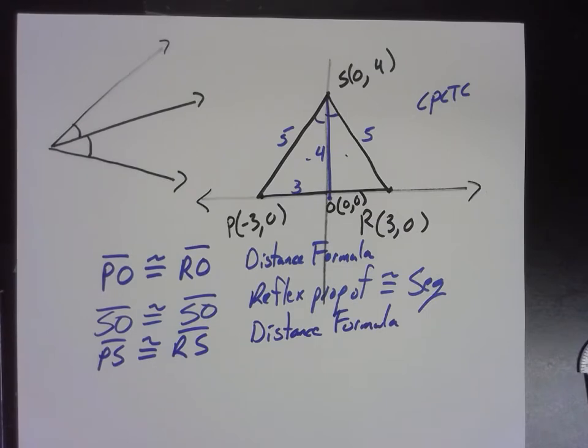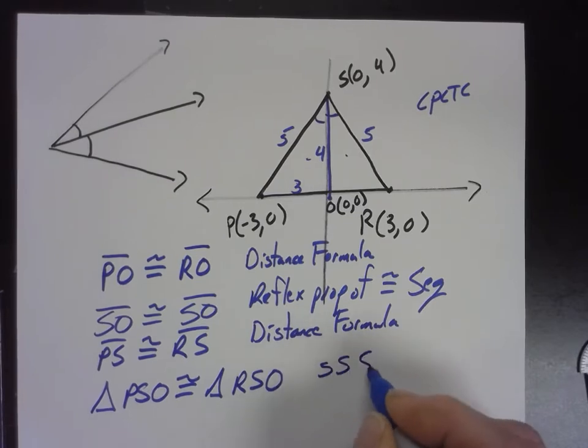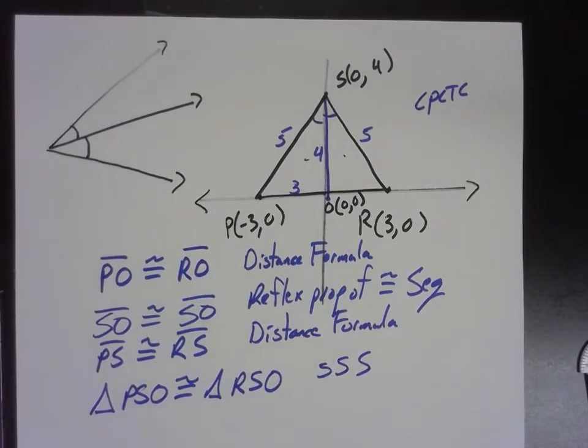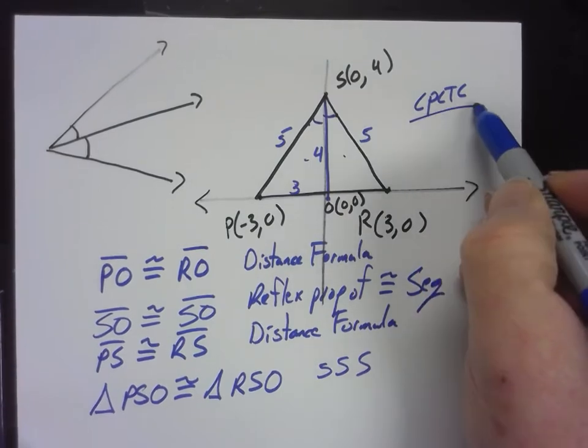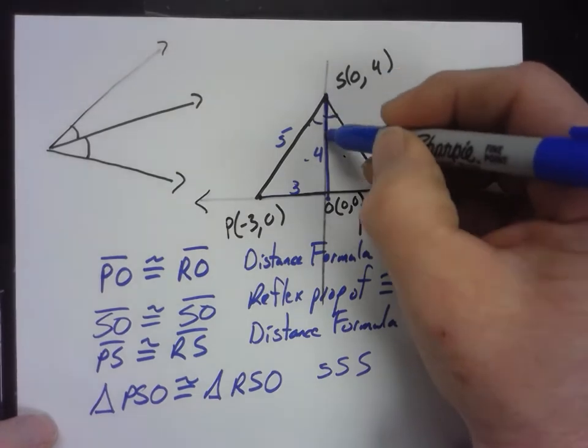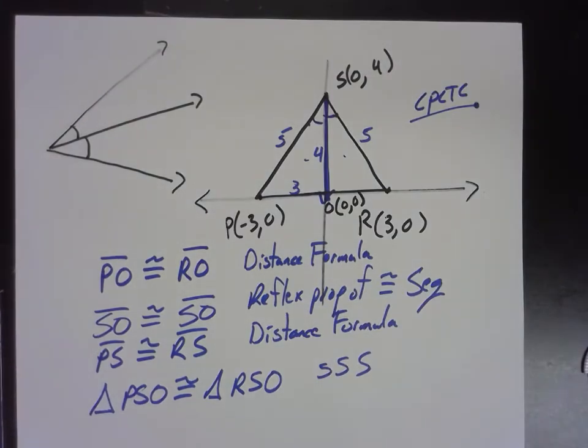Okay. So now I can say triangle PSO is congruent to triangle RSO. How do we do it? Side, side, side. We proved all 3 sides were congruent, right? And then we can say these 2 angles are congruent because corresponding parts of congruent triangles are congruent. And then we can say this is an angle bisector because that's the definition of an angle bisector, right?